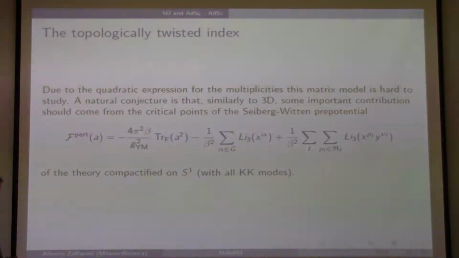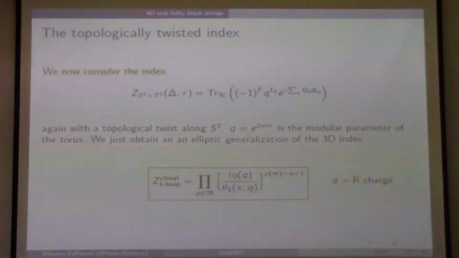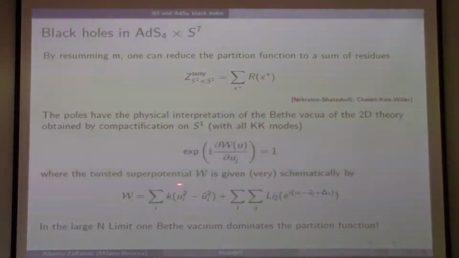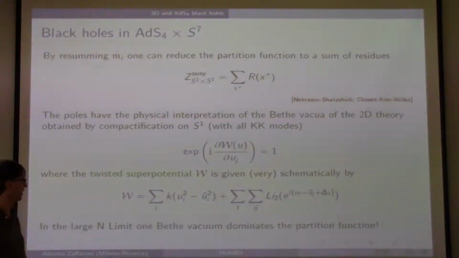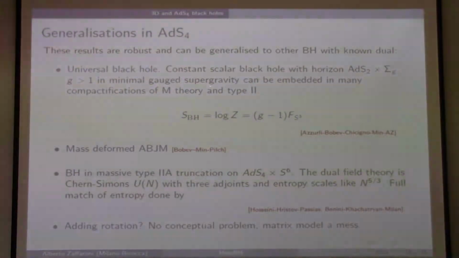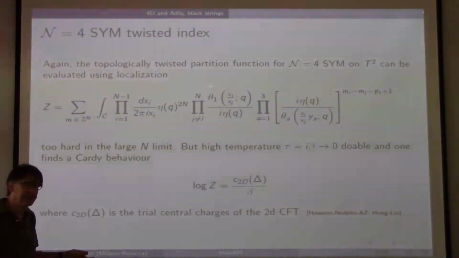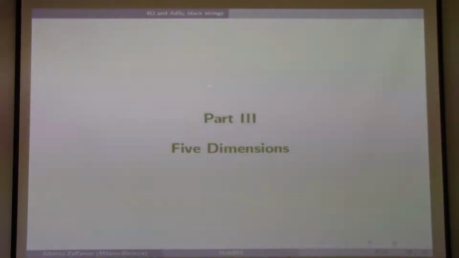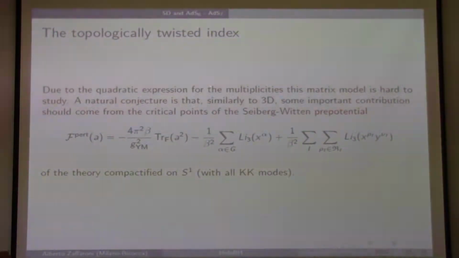But if you make a sort of conjecture, if you remember in 3D, the partition function was written as a sum of residues, and all the residues have a physical interpretation: the critical points of the two-dimensional theory that you obtain by compactifying on S1. So here there is a natural object to consider, not a twisted superpotential, because if you compactify from 5 to 4, you are in 4 dimensions, but in 4 dimensions there is something very obviously related to this kind of object, the Seiberg-Witten prepotential.